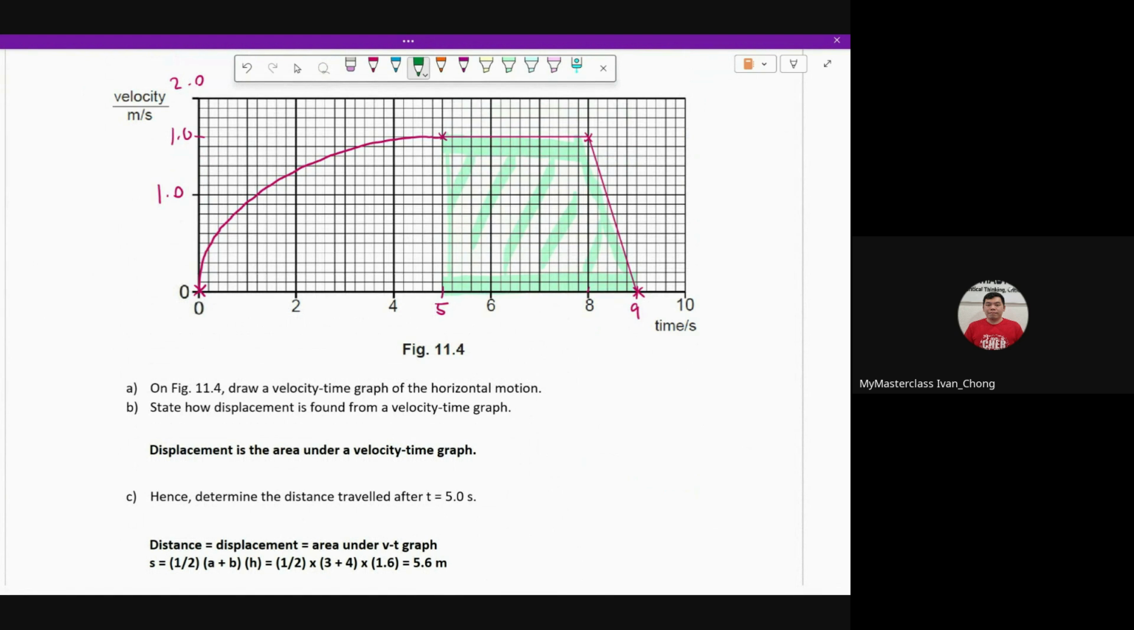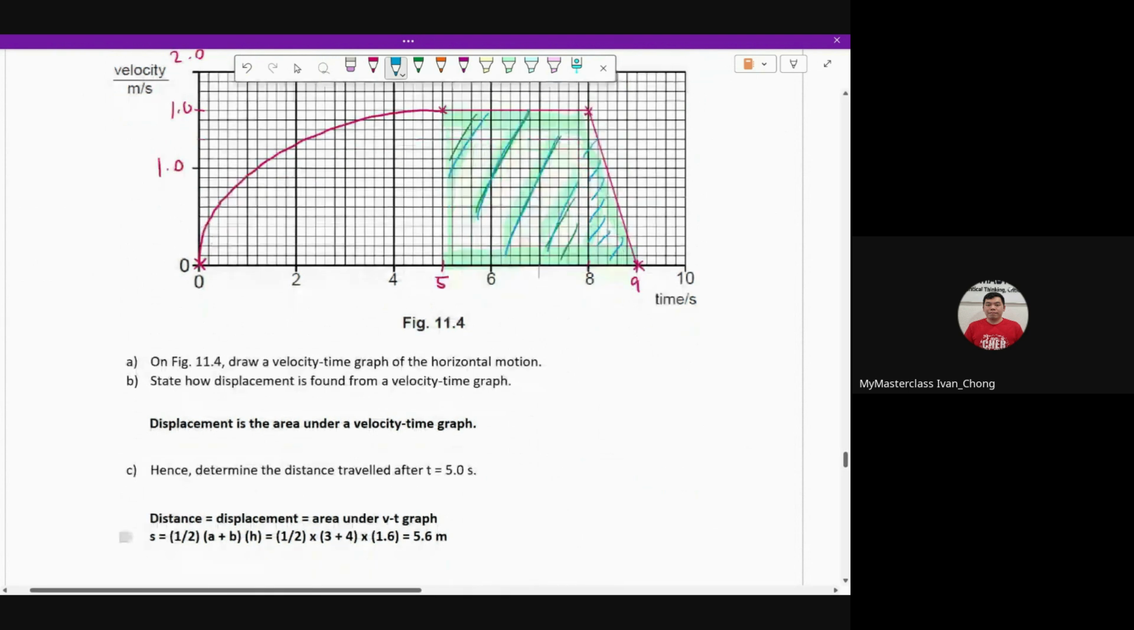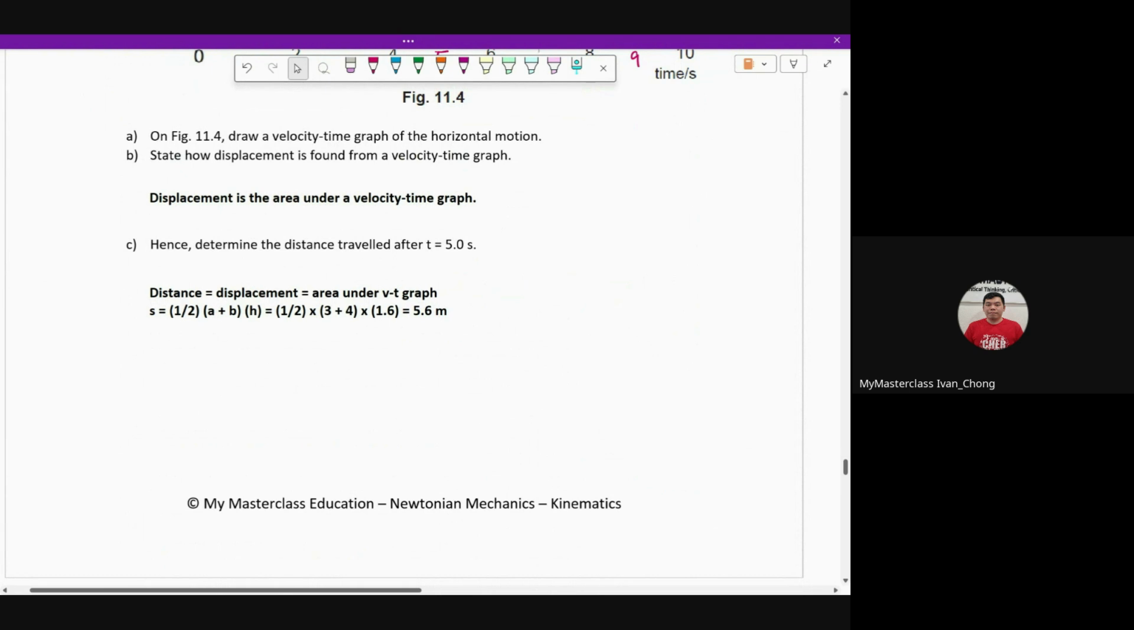If not, what you can do is find this rectangle and find this triangle. So you can separate them and then solve. But if you know the trapezium formula properly, you can straight away use it if you know what the numbers are.